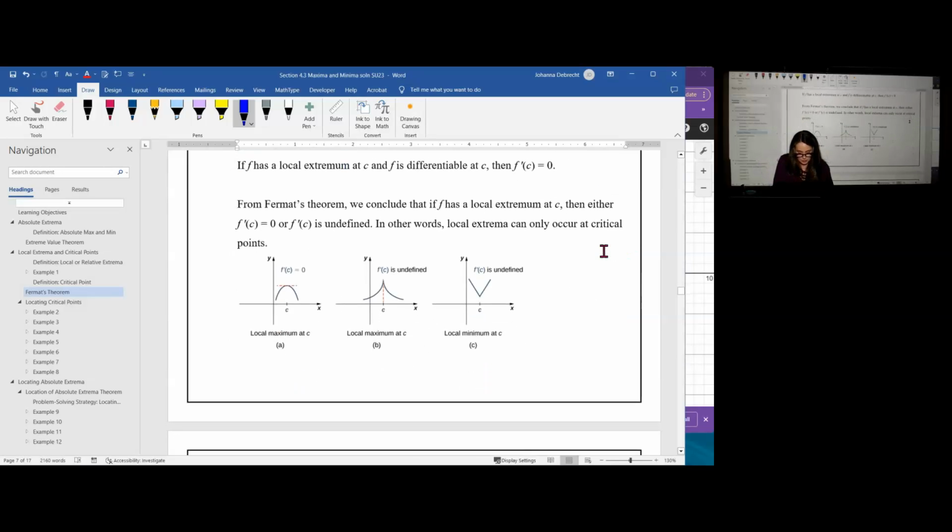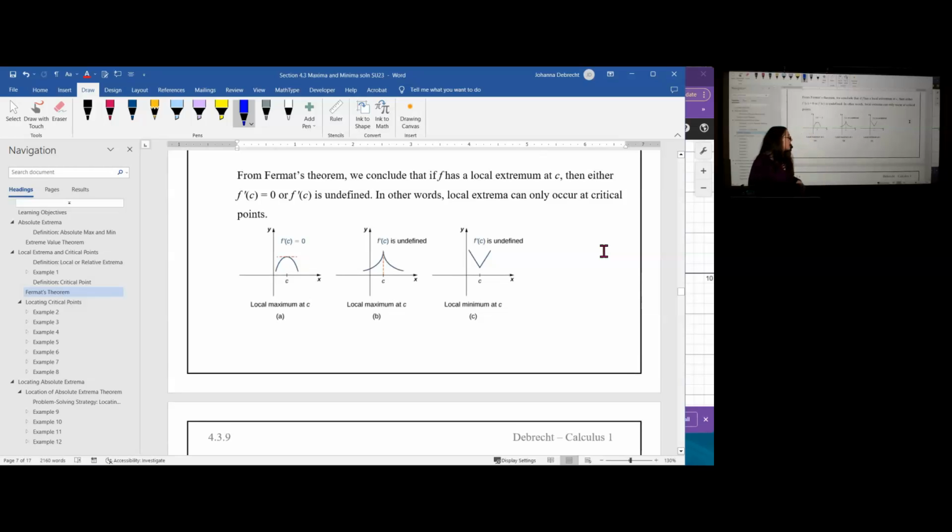Let's take a look at some graphs and interpret them in light of Fermat's theorem. In the graph on the left, it appears that we have a downward opening parabola. There is a maximum, an absolute max and local max because it's in the interior. And there is a point with a horizontal tangent line, which indicates that the derivative is equal to 0. This is a critical point.